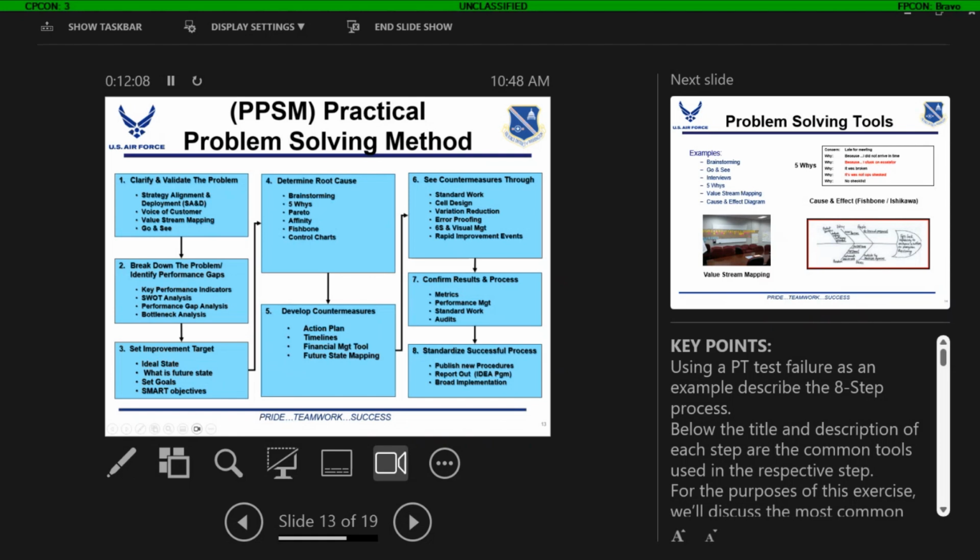You may find as you are going in order, you have to go back and adjust, which is why the Air Force considers the PPSM a living document, meaning it can and should be changed as you progress through each step.